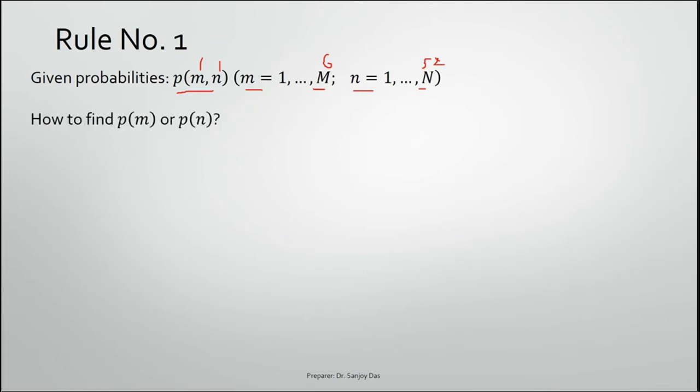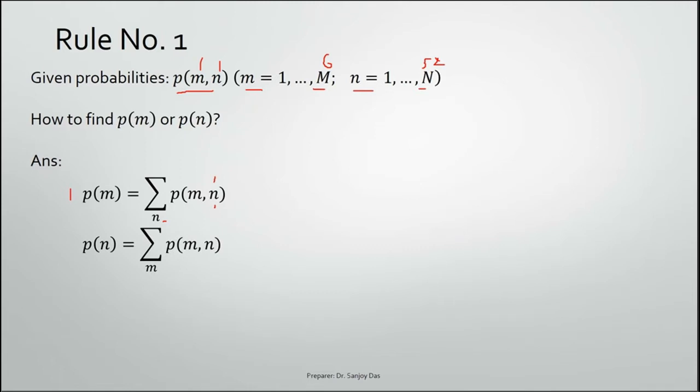And our goal is to find P of m or P of n. How do we do that? It's very simple. P of m, we simply sum P(m,n) over all possible n's. So there will be 52 possibilities here. We simply sum them up, and by the addition rule of probability, that becomes equal to the probability of m, where m is maybe one outcome of the rolling of a die. Likewise, P of n equals the summation over m of P(m,n).